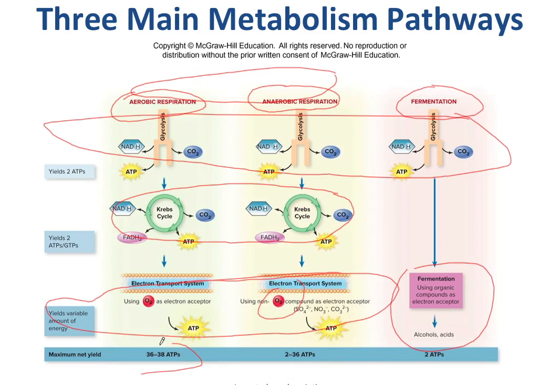So the outcome we can see. The aerobic respiration can release the most energy, the highest energy. It can produce 36 to 38 ATP. However, for the anaerobic, it can make only 2 or 36. So it's less than the aerobic. Fermentation makes the lowest energy, only 2 ATP.